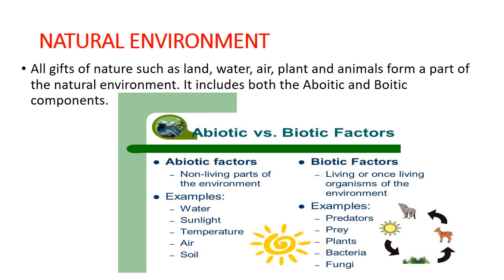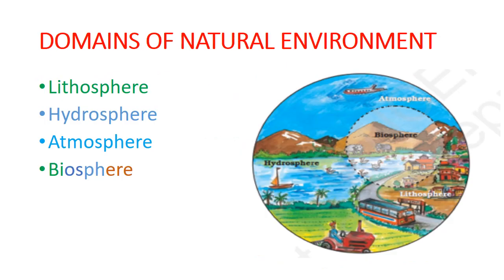For a better understanding of the natural environment, we need to discuss the four domains of the natural environment. The domains of natural environment are lithosphere. Lithosphere means land. Hydrosphere. Hydrosphere means water. Atmosphere. Atmosphere is the air which surrounds the earth. Biosphere is the zone where all living organisms exist, and these four are the domains, the integral part of the natural environment. So let's learn.